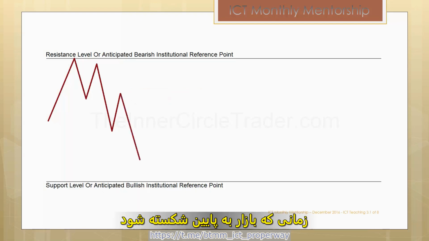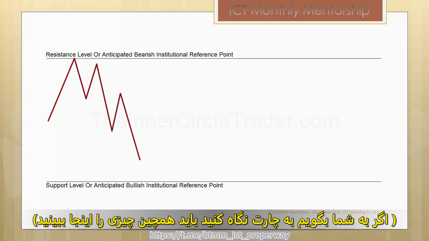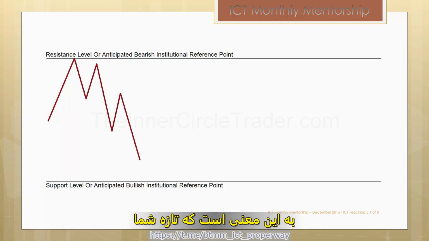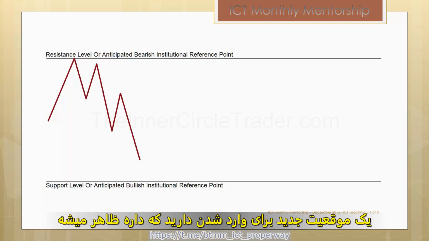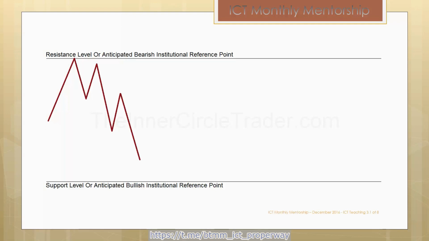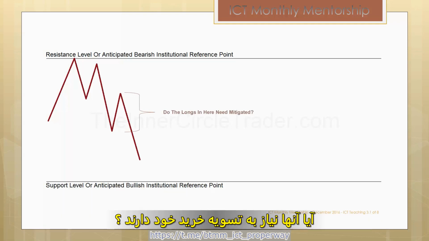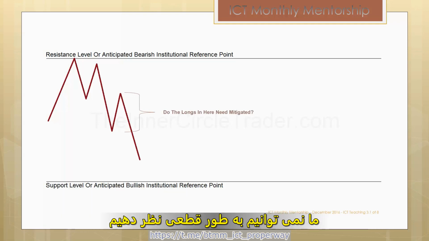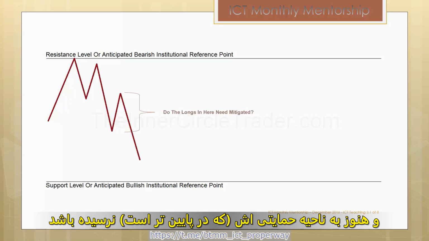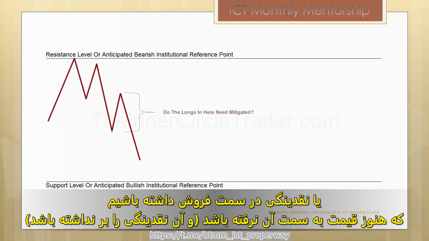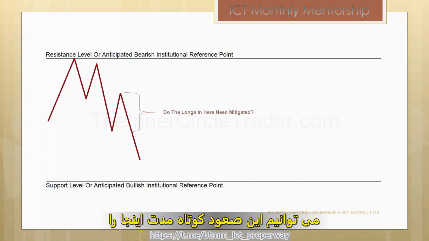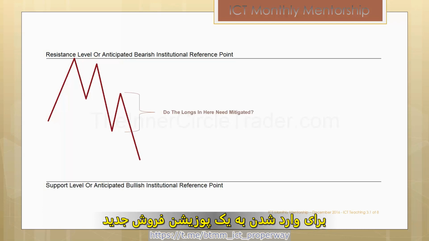As the market breaks lower, let's say you look at the chart and this is what you see here. It does not mean that you've missed an opportunity. It just means that now you have a new opportunity that's unfolding. Do the longs in here, in that short-term low to that short-term high, do they need to be mitigated? We don't know for certain, but if we do have a belief that price is going to be moving lower longer term, that there's an unrealized lower support level or sell-side liquidity that has not been tapped into yet, we could be viewing this short-term rally in here as an opportunity for a new selling opportunity.